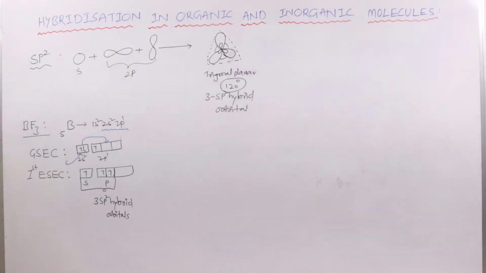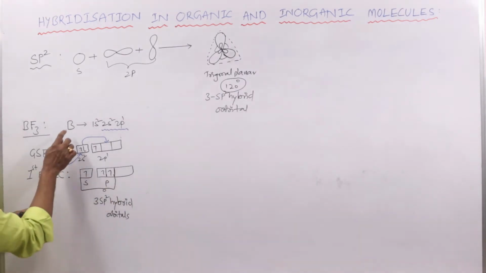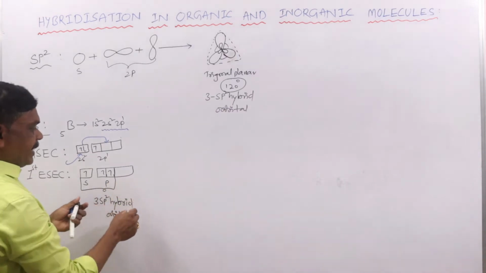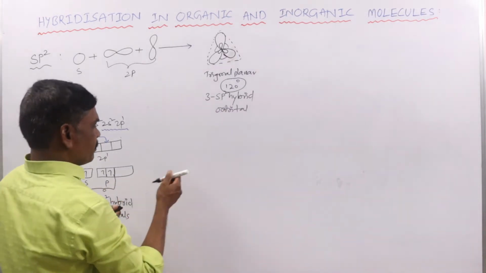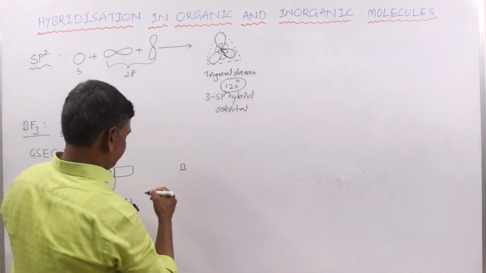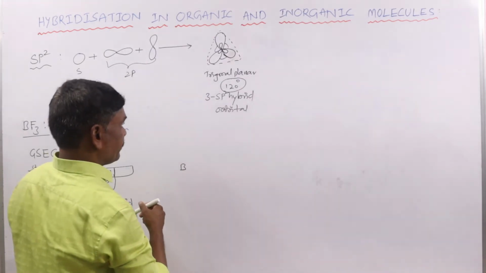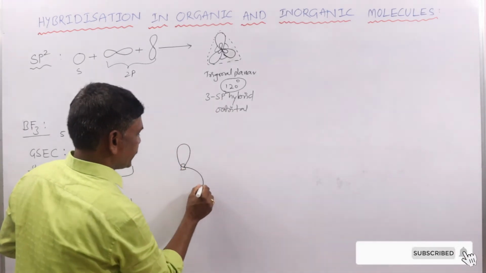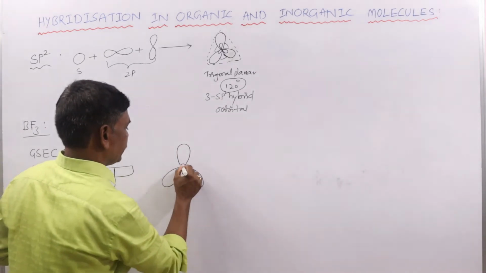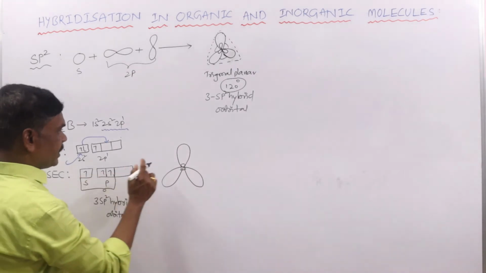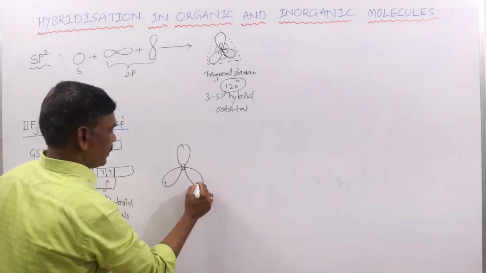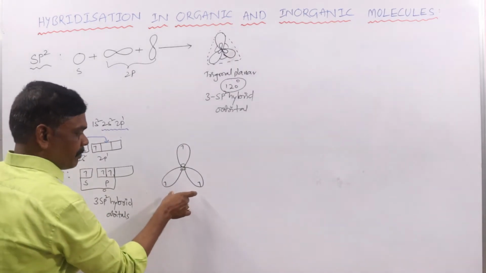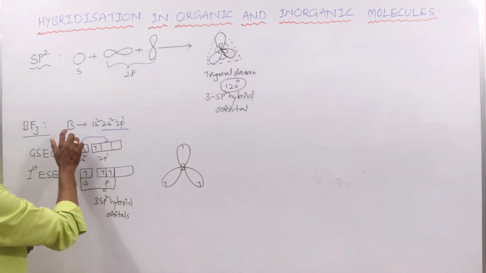Now, boron has 3 sp2 hybrid orbitals. I am writing the hybrid orbitals at boron: first hybrid orbital, second hybrid orbital, and third hybrid orbital, each orbital having one unpaired electron.